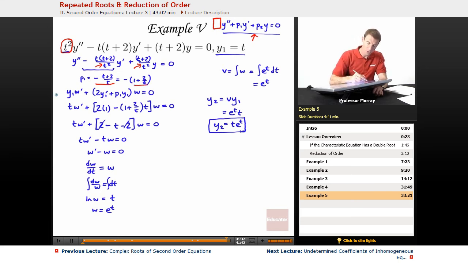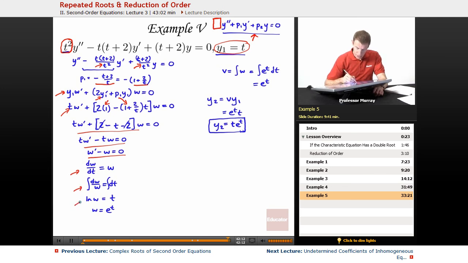And then we invoked this generic formula for reduction of order. You always use this formula. y1w prime plus 2y1 prime plus p1y1 times w is equal to 0. Plug in what y1 is. Remember, that was given to us. Plug in what y1 prime is. That's 1. Plug in the p1 we just figured out. Simplify it down. We get to a fairly easy separable differential equation for w. Solve that for w. We get w.